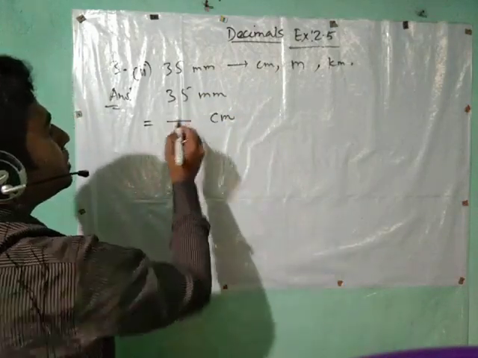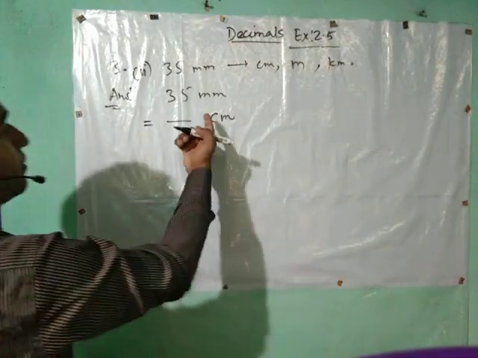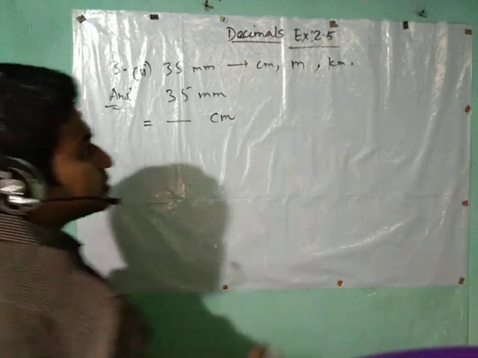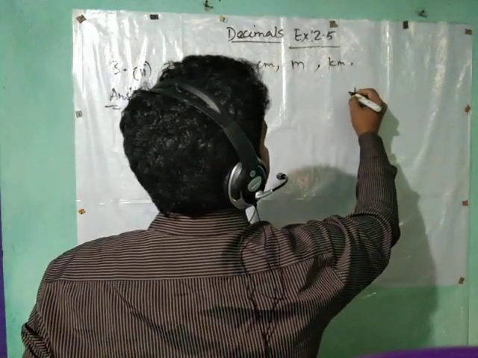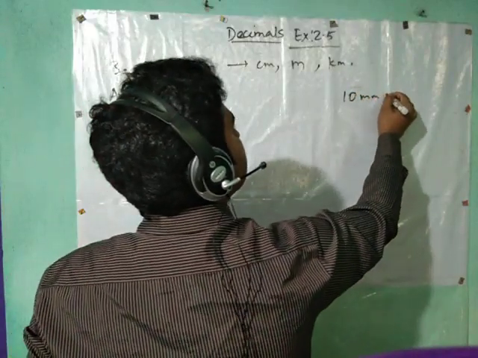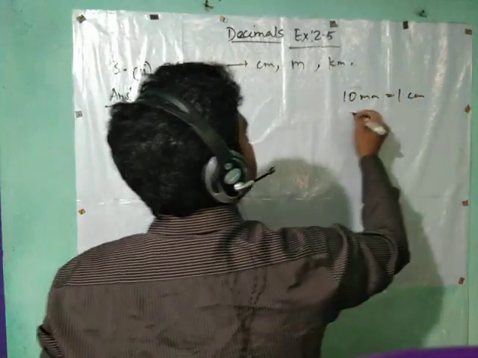What will we do now? Only one technique, that is divide. Divide by what? The relationship between millimeter and centimeter. 10 millimeter, sorry, it's my mistake, okay? 10 millimeter equals to 1 centimeter.